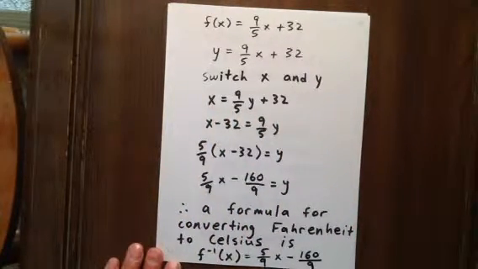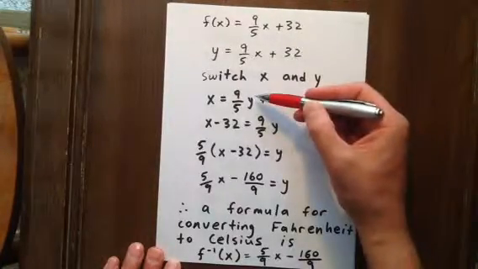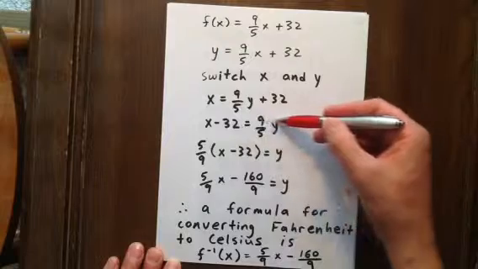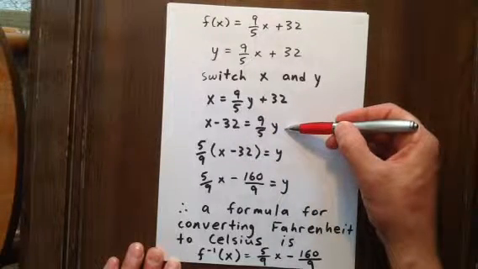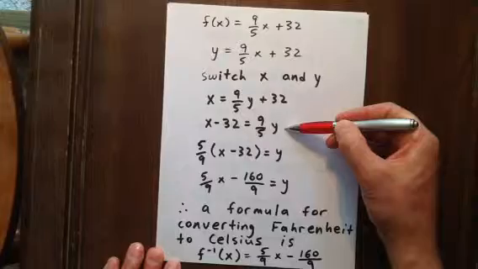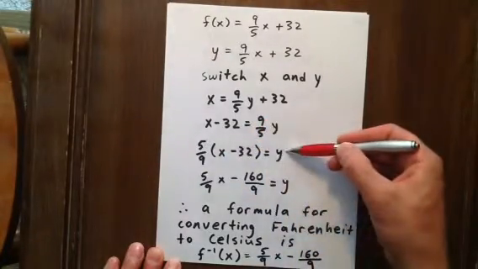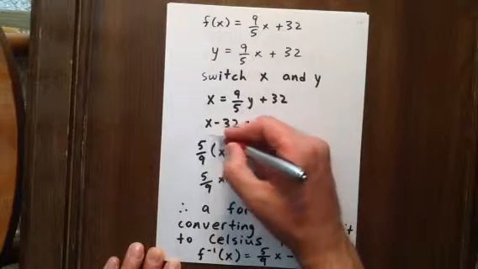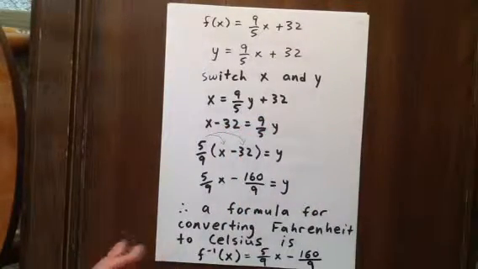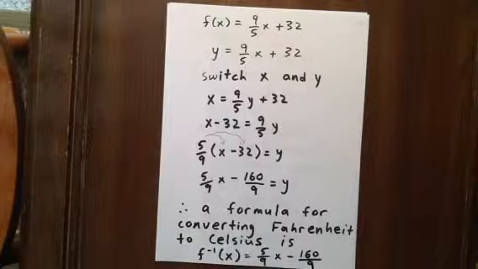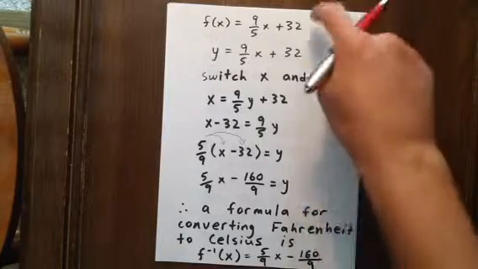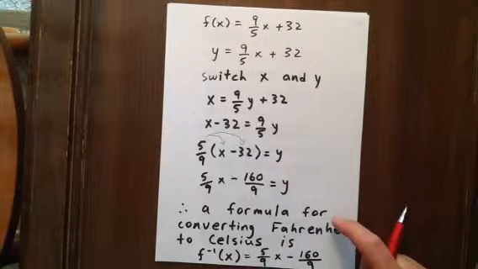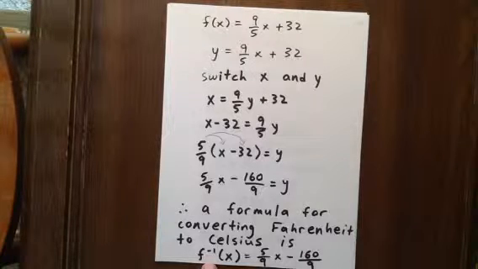And at this point I try to isolate the y. So I subtract 32 from both sides, and I get x minus 32 is 9/5 y. Then I can isolate the y if I multiply both sides by 5/9. And when I distribute the 5/9 in, I get 5/9 x minus 160 over 9 equals y. This is the inverse of the function f. And so I can say a formula for converting Fahrenheit to Celsius, instead of Celsius to Fahrenheit, is f inverse of x equals 5/9 x minus 160 over 9.